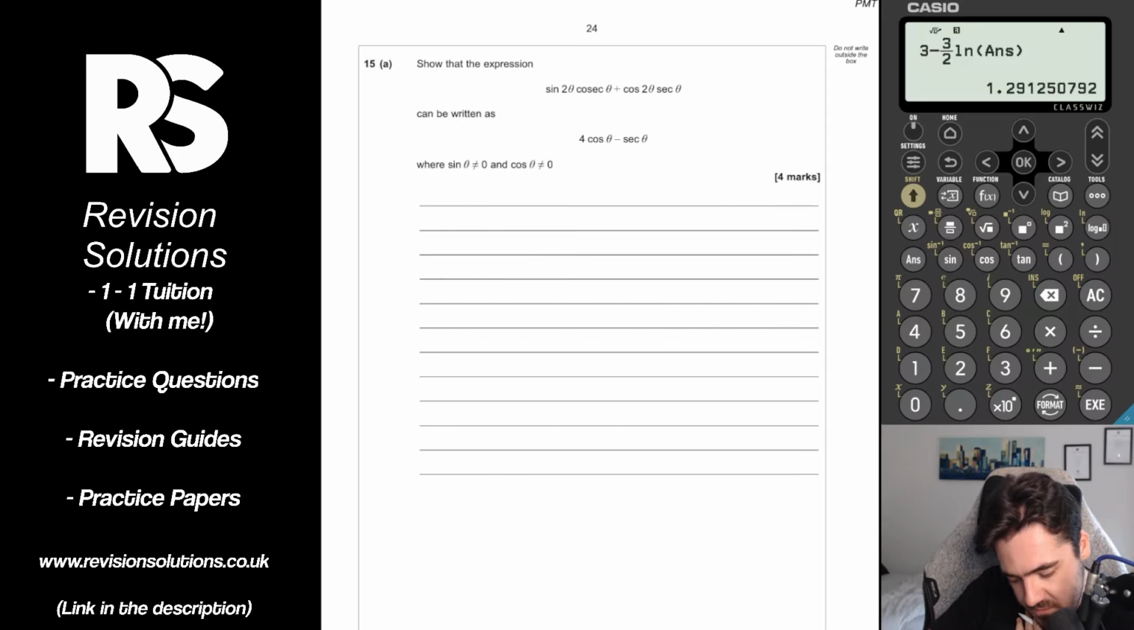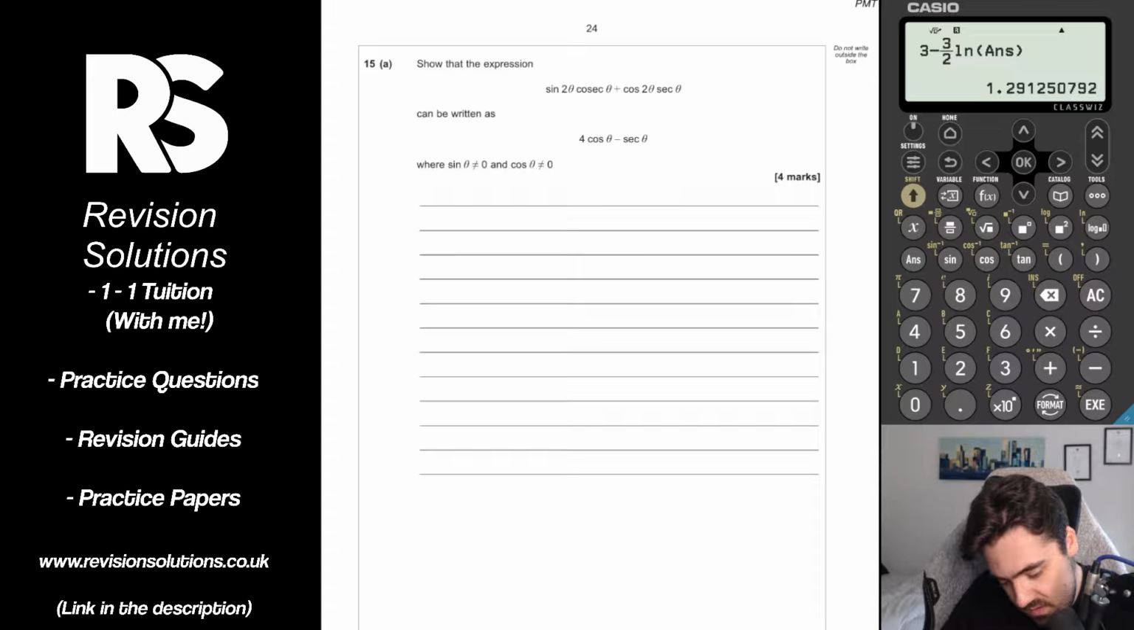So moving on to question 15, it says, show that this expression can be rewritten like this. So the first thing I notice is that in our first expression, we've got 2 thetas going on, and our answer's only in terms of thetas. So we're going to want to use double angle formulas to deal with that. So for sine 2 theta, there's only one option. It's 2 sine theta cos theta.